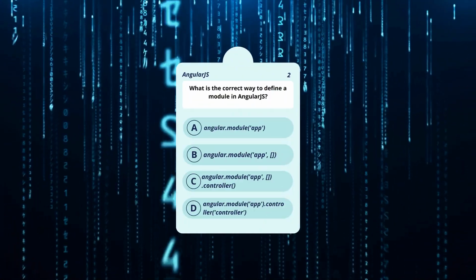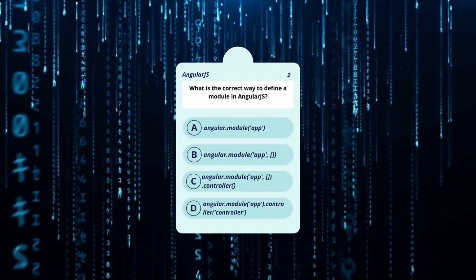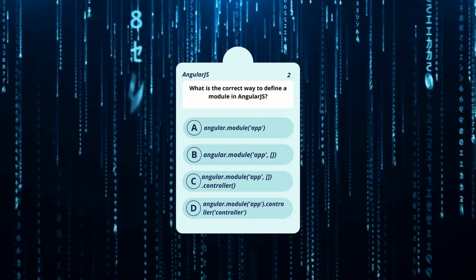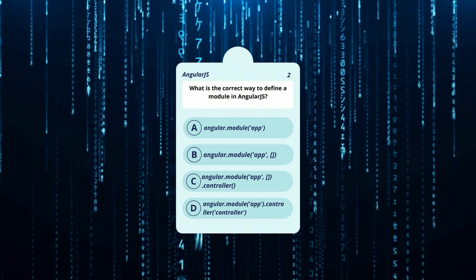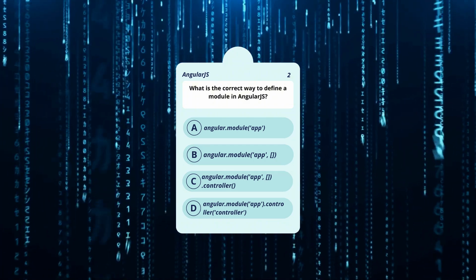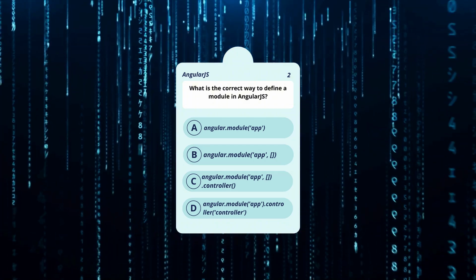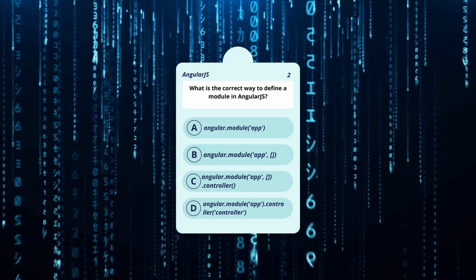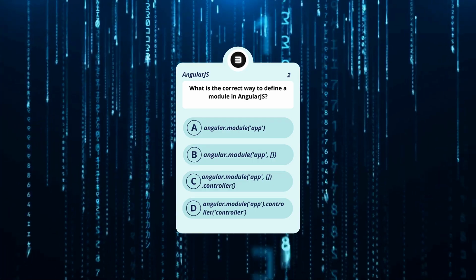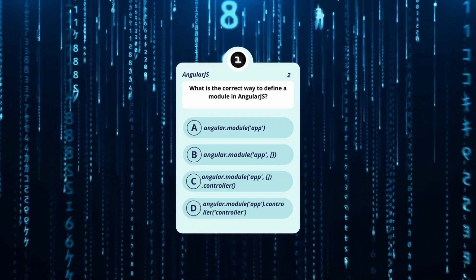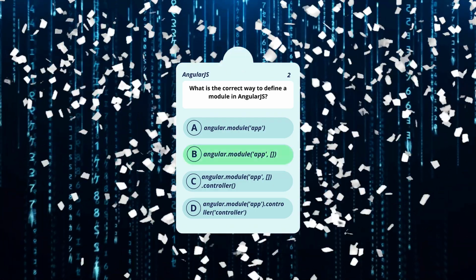What is the correct way to define a module in AngularJS? A. angular.module(app). B. angular.module(app, []). C. angular.module(app).controller. D. angular.module(app, []).controller. Answer B.